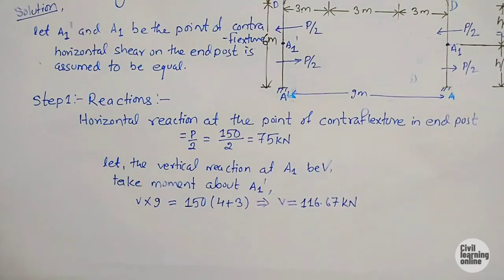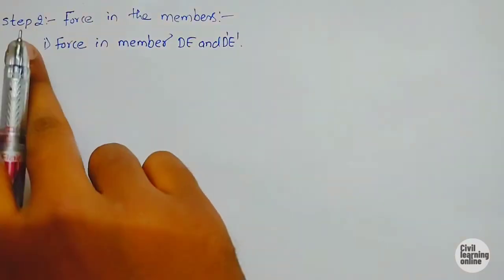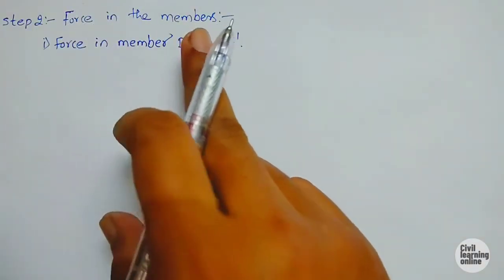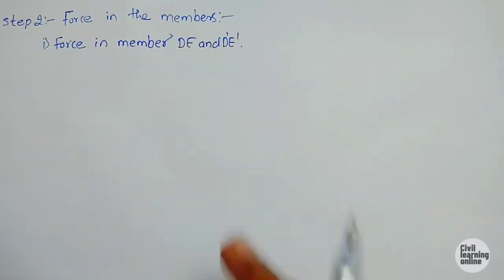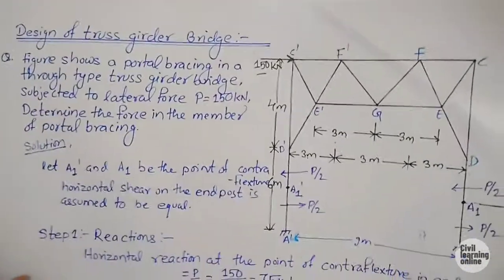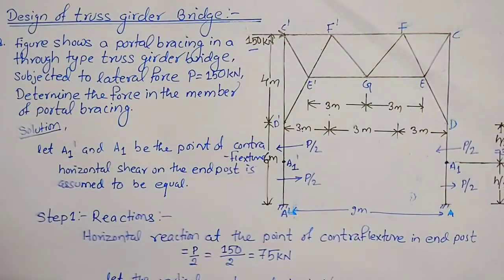So guys, we have calculated the vertical reaction. Now time to find the force in each and every member. So guys, in step 2 I will be calculating the force in the members, and first I am calculating the force in the member DE and DE dash. So guys, I will be needing this diagram frequently.